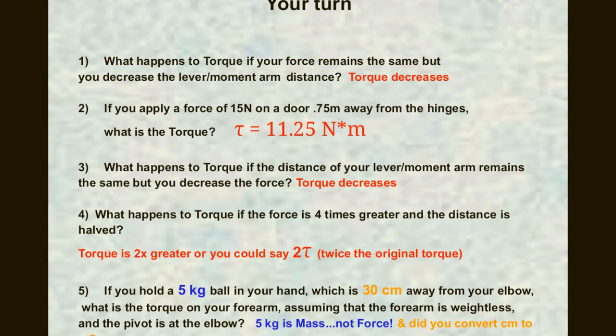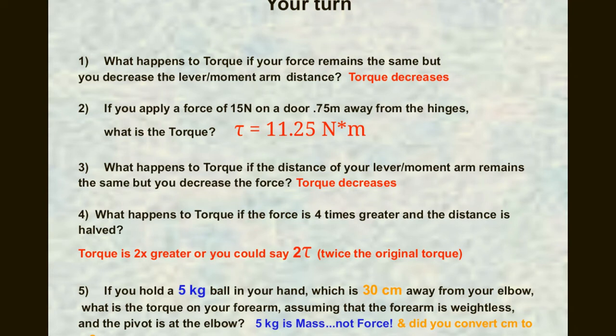Number 3, another concept question. What happens to torque if the distance of your lever or moment arm remains the same, but you decrease the force? So the R remains the same value, but you lower the F. In that case, the torque also decreases.